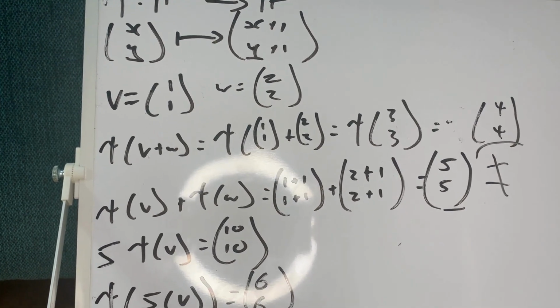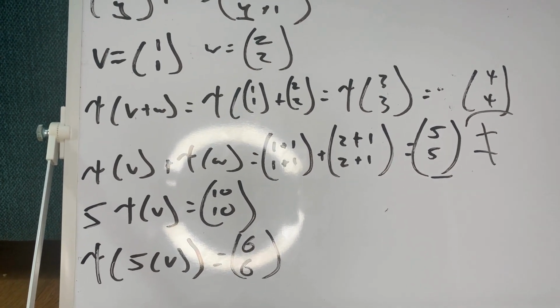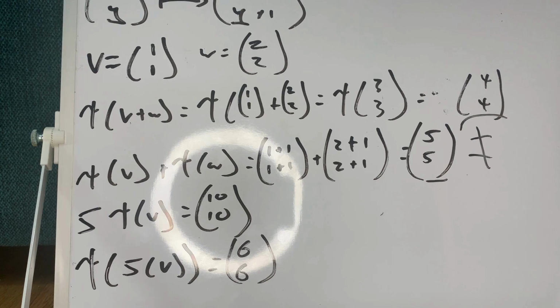But I've gone a step further. We're going to see if it works with scalars too. So I've picked 5 for our lambda. So 5 times phi of v, okay? Phi of v is just (2, 2), because we've added 1 on top and 1 on the bottom.